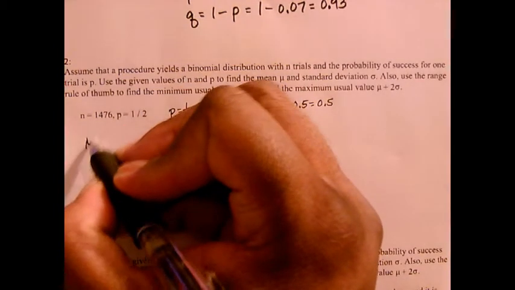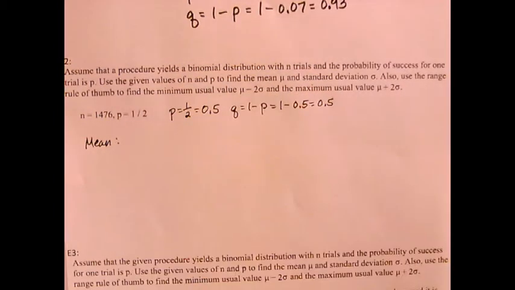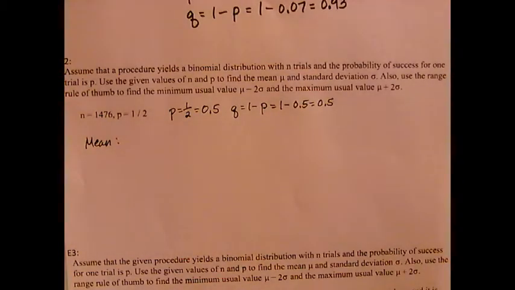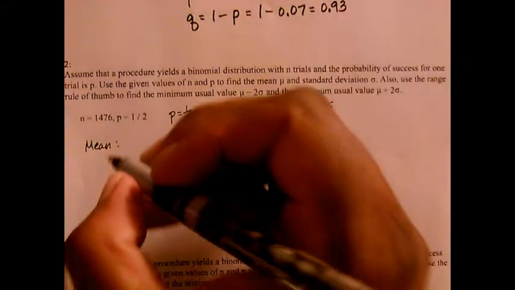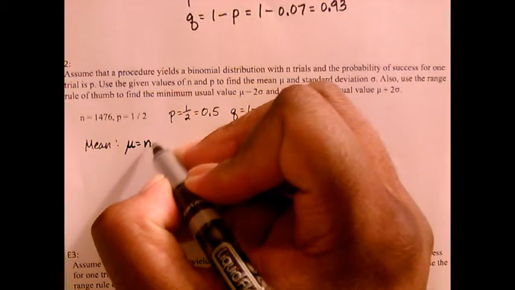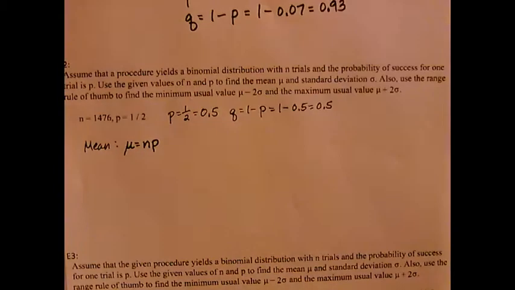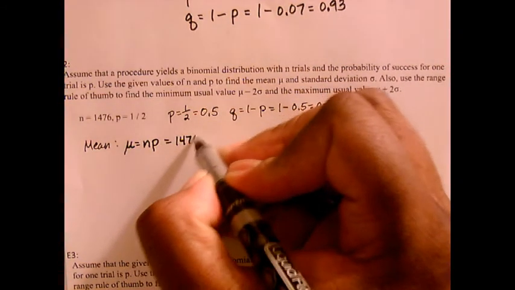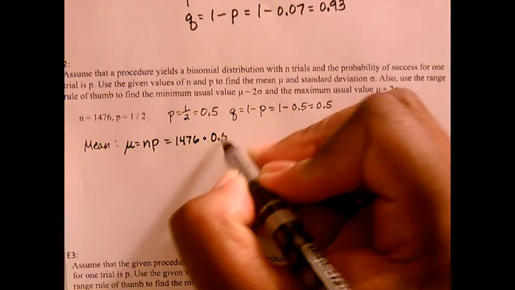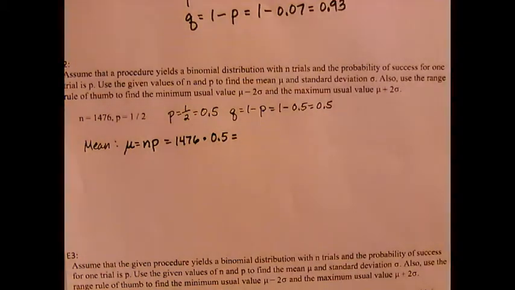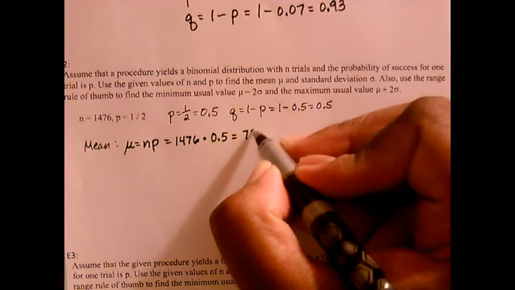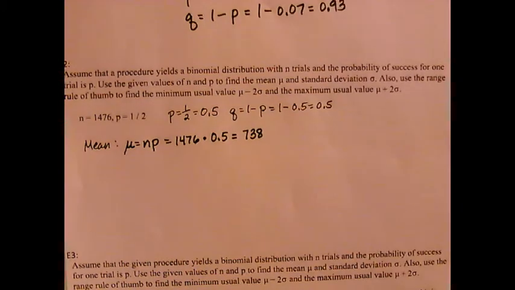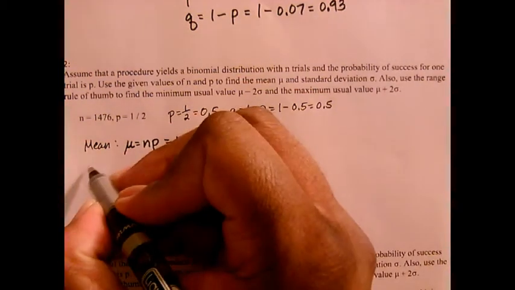So now we can find the mean of the set of data. And the mean in this case would be this. That's your mu, and that's equal to n times p. And in this case, your n is 1476 times p, which is 1/2 or 0.5. So 1476 times 0.5 would simply be 738. So the mean there will be simply 738. Now for the standard deviation.